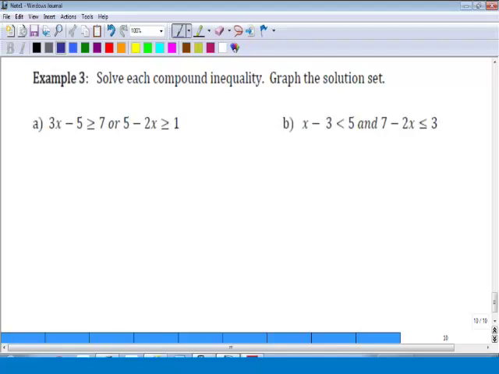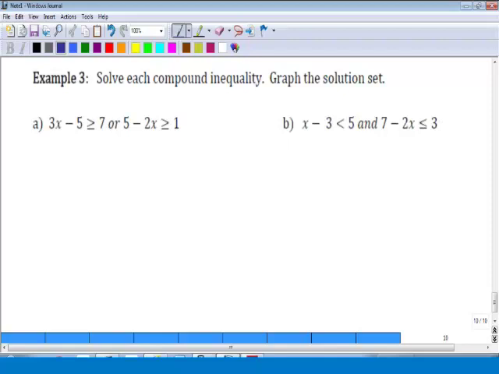If you want the statement to be true, either one can be true. And it's good. So if, for the statement on the left, we find an x that makes 3x minus 5 greater than or equal to 7, that makes it true. x is good. It belongs to our solution set. If we find an x that makes 5 minus 2x greater than or equal to 1, x is good. It belongs to our solution set.